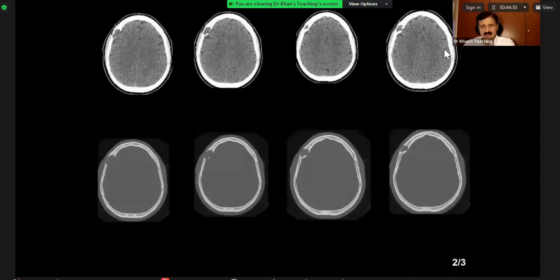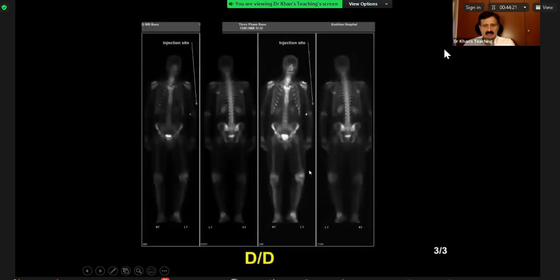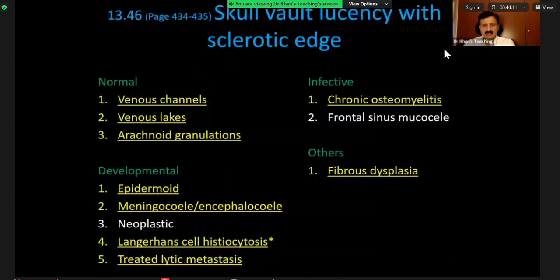Epidermoid cyst. Okay. So this is the CT scan of this patient, in which you can see this. Actually, somebody had done a bone scan also. These days, nobody should ask for a bone scan like this. Initially, you can do an MR actually. And epidermoid cyst, this is skull wall lucency with sclerotic edge, and epidermoid is one of them.